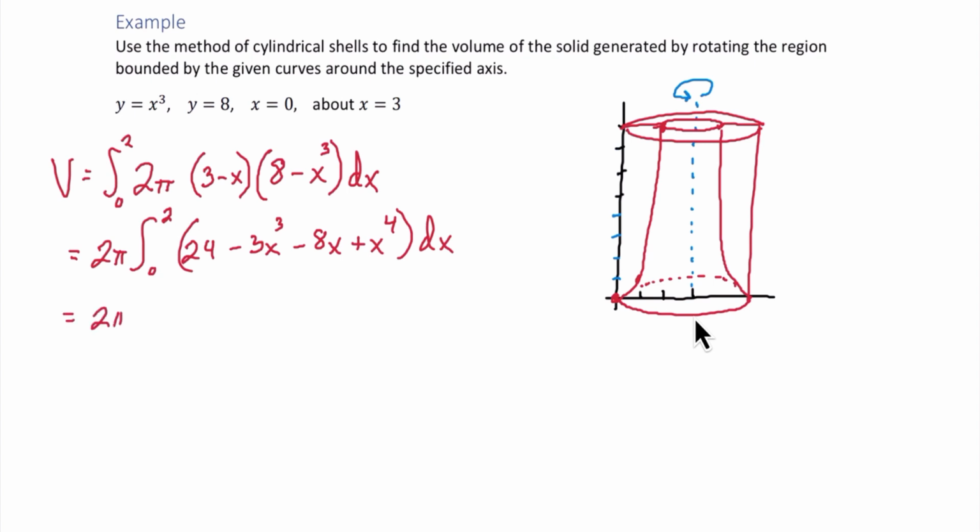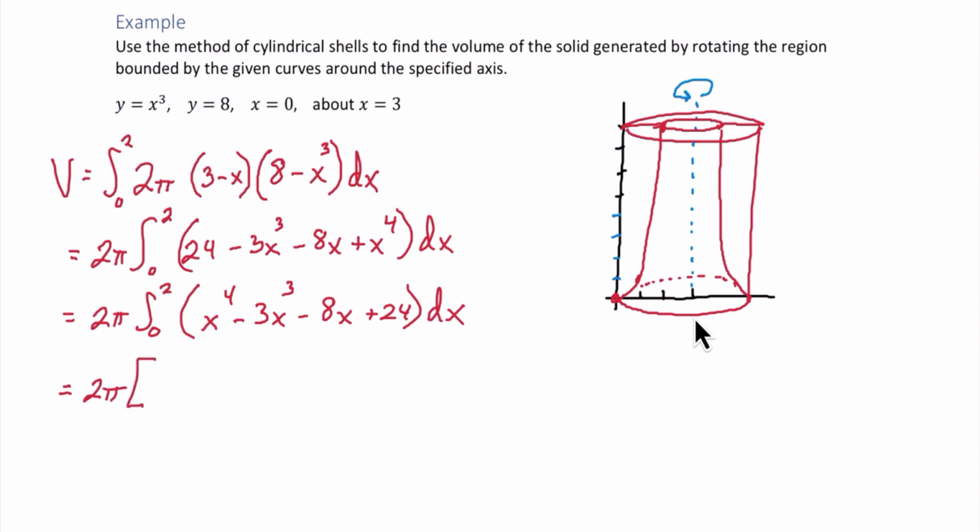Next, I just want to reorder that to make it look a little neater. We have x to the 4th minus 3x cubed minus 8x plus 24. And now we integrate. Leave 2 pi on the outside.